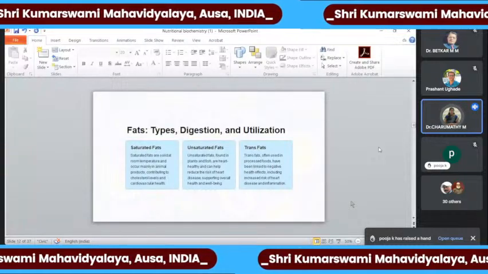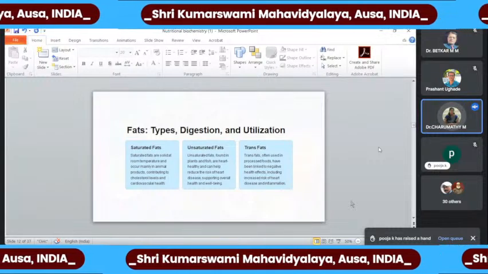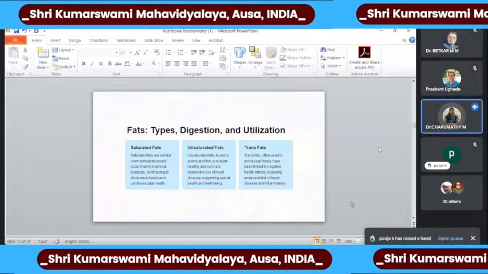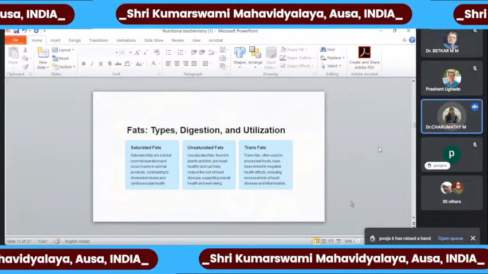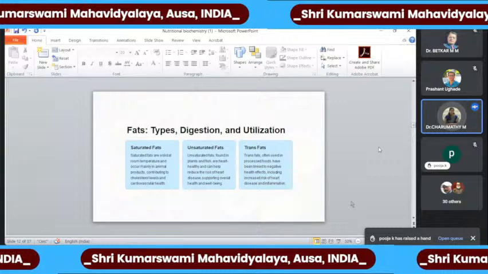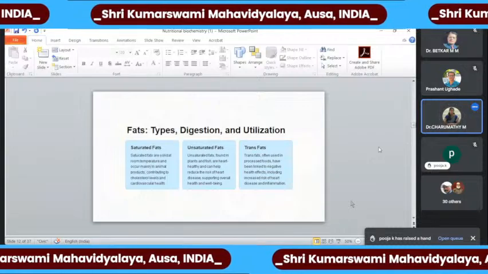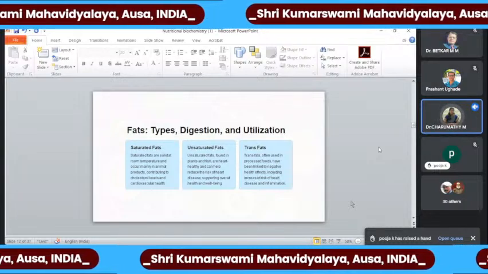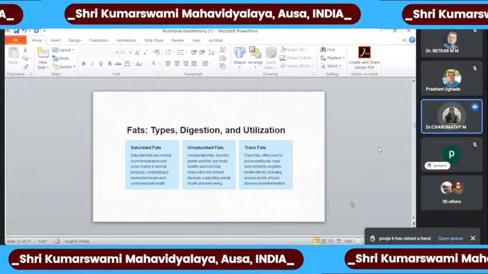Fat types, digestion and utilization. There are three types: saturated fatty acid, unsaturated fatty acid, and trans fatty acid. Saturated fatty acid is solid at room temperature, and it occurs mainly in animal products. It contributes to cholesterol level and cardiovascular health. Unsaturated fatty acid is found in plants and fish. It can help reduce the risk of heart disease. The last one is trans fatty acid. It is often in processed food and has been linked to negative health effects, that is, a risk of heart disease and inflammation.